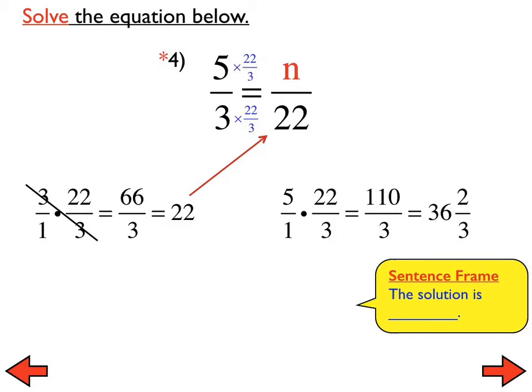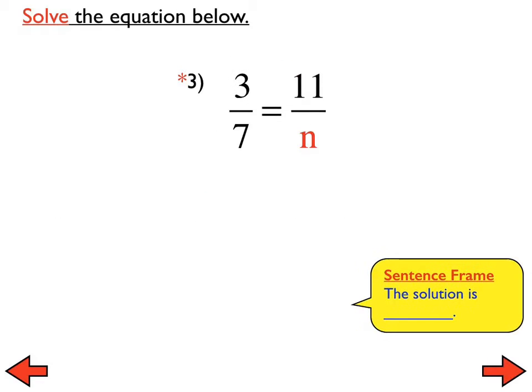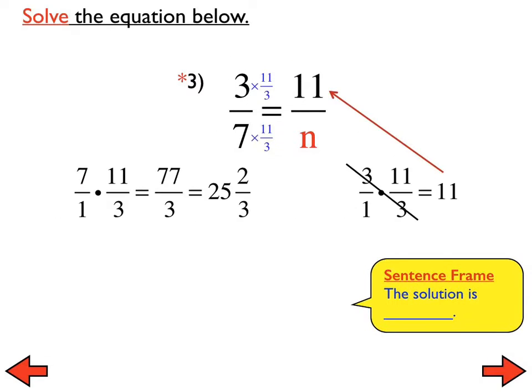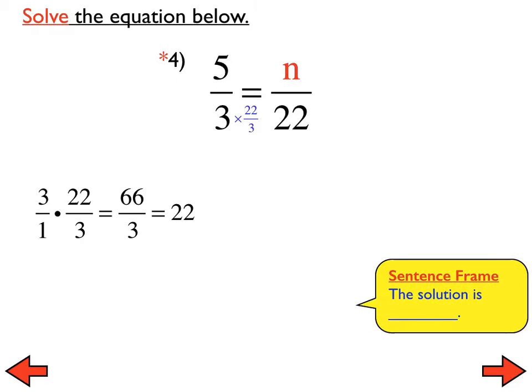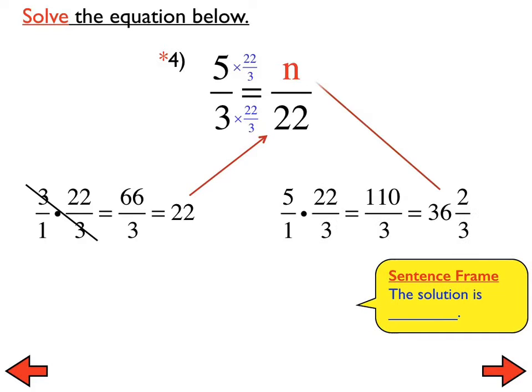Anyone have any questions about how to do this? I think you guys are all pretty pro at this by now. What was number 3? The answer? Yeah. It was 25 2/3. Number 3. Yeah. Okay.